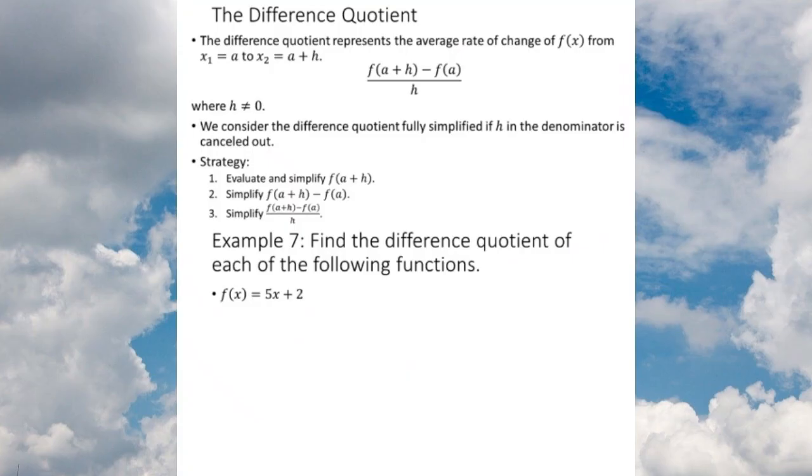Next, we're going to talk about an expression that is the foundation to one of the major operations in calculus, and that is the difference quotient. The difference quotient represents the average rate of change of a function f of x from x1 equals a to x2 equals a plus h. The formula for the difference quotient is f of a plus h minus f of a all over h, where h is not equal to 0.